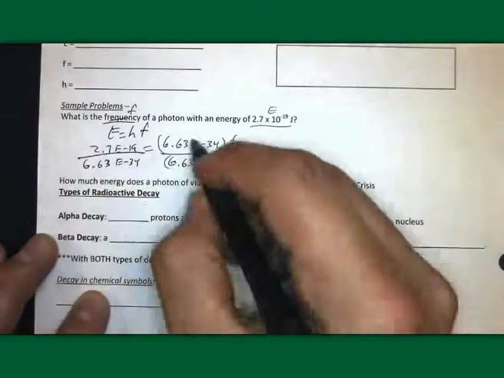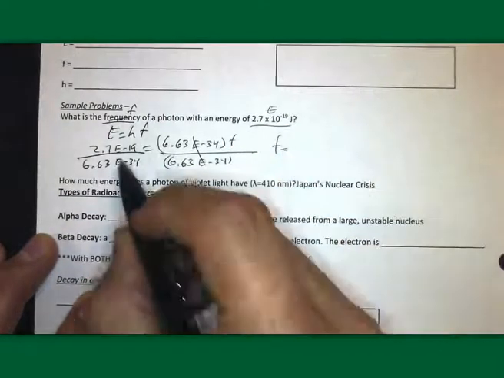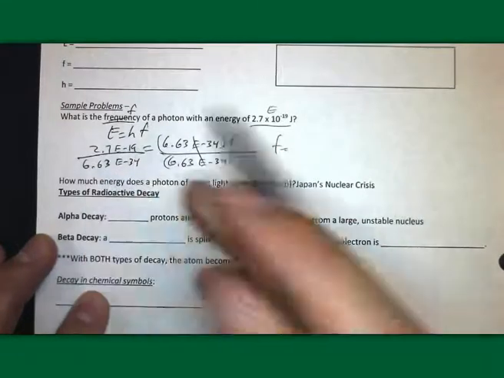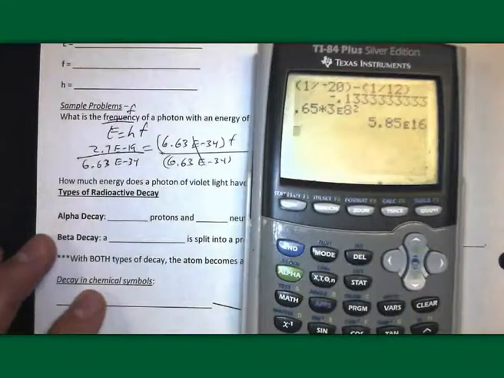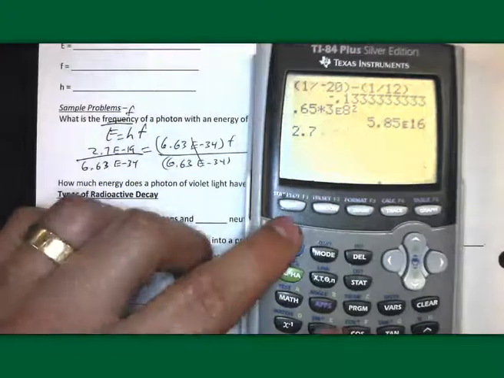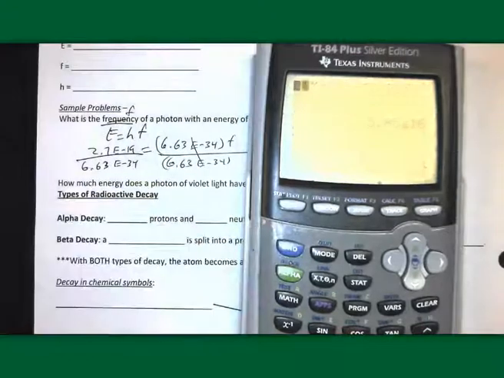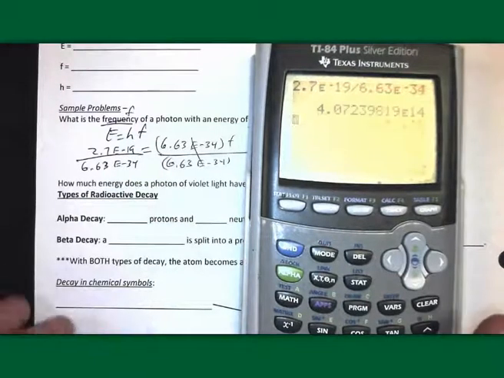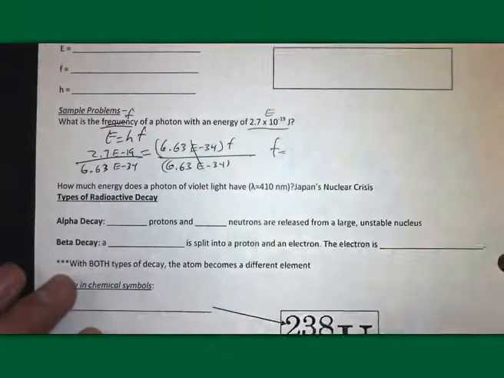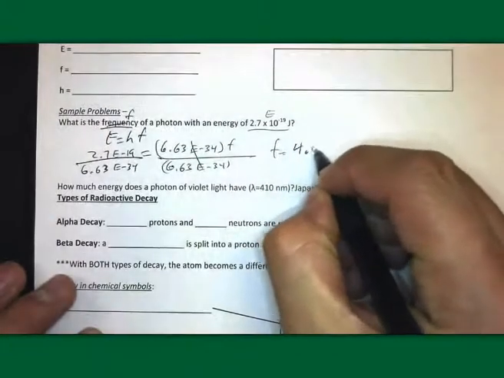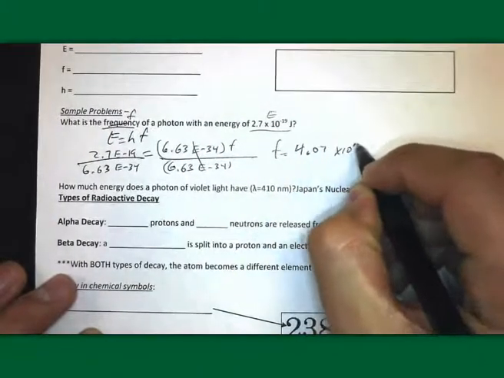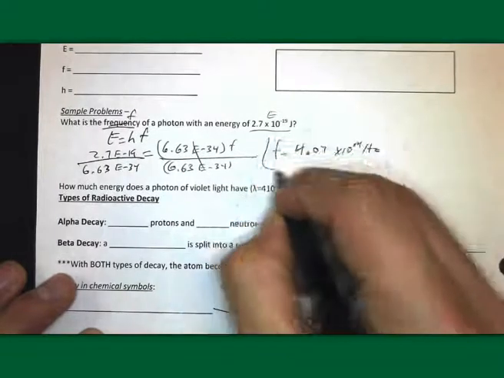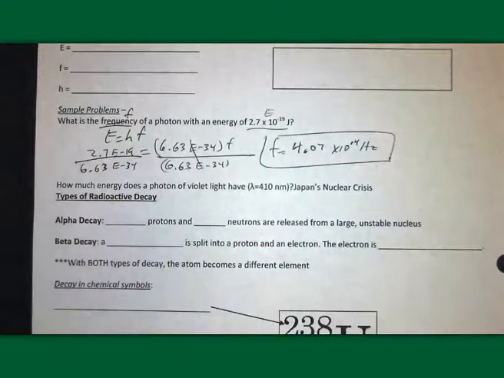All right, that cancels that out. 2.7 times 10 to the negative 19th divided by 6.63 times 10 to the negative 34 is 4.07 times 10 to the 14th. Frequency is 4.07 times 10 to the 14th. Frequency is always in hertz. And that's it. You'll just have to work with that equation. That's about all you have to know about that one.